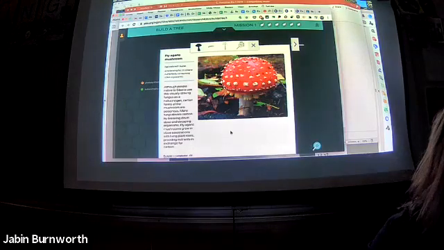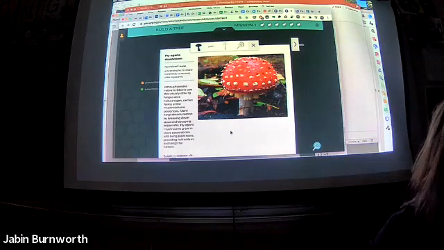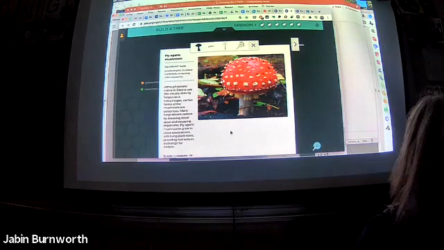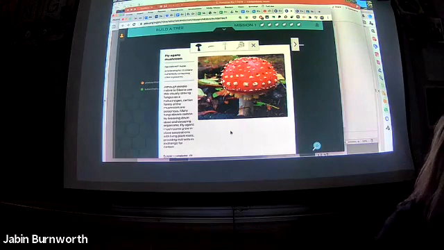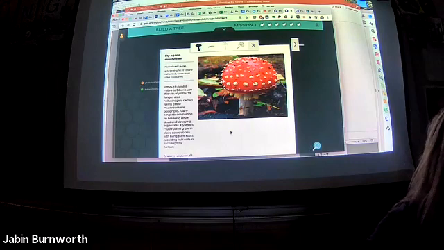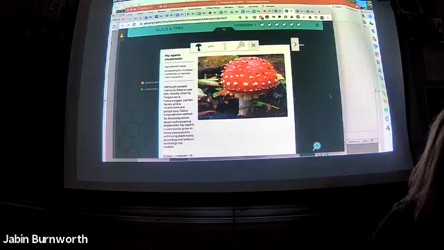I can click on it, and it tells me a little bit more about it. It has cells with nuclei. It's heterotrophic. Although people native to Siberia use this visually striking fungus as a hallucinogen. Many fungi absorb carbon by breaking down dead and decaying organisms. Fly agaric mushrooms grow in close associations with living plant roots, providing nutrients in exchange for carbon.